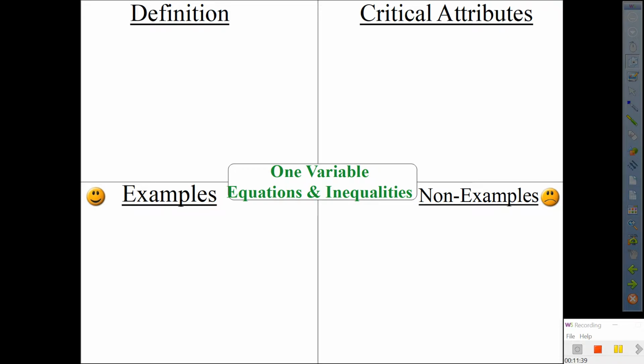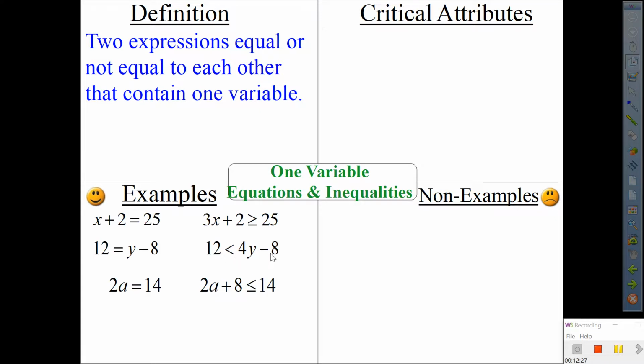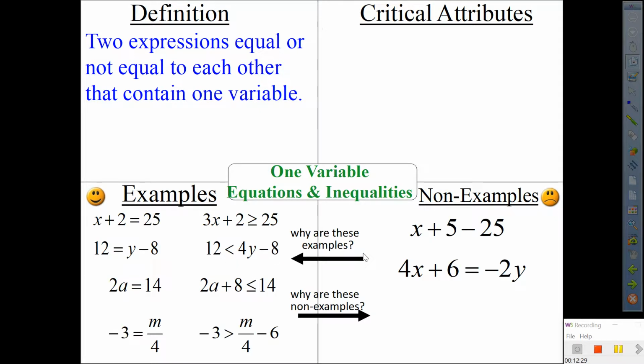Now check this out. Without looking at your notes, pay attention to this part. Give me a definition in your own words of what one-variable equations and inequalities are. Give me one example and one non-example. I'll give you some time for that. Go. All right, good. So once again, you should have written something to the effect of: with one variable, two expressions equal or not equal to each other, or an equation with one variable, or an inequality of one variable. Example, something like this, and non-example, something like this, and your hashtag, yes?